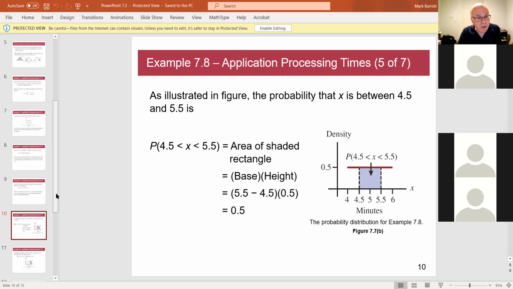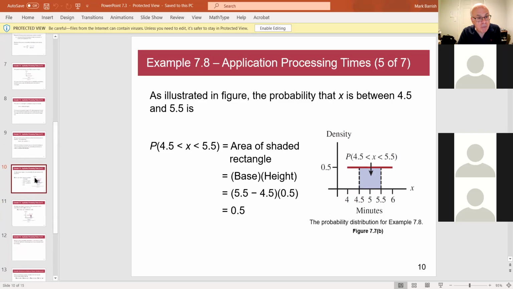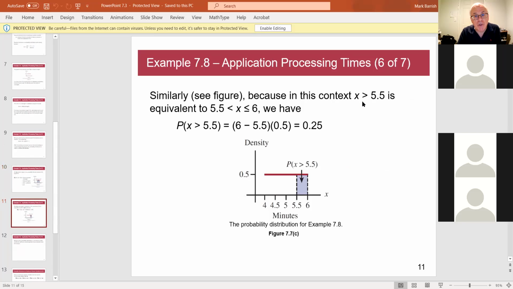It's not that hard to figure out. And you have these types of shapes that you're familiar with. And then the probability that x is greater than 5.5 would be from 5.5 to 6. 6 is the maximum value for x. So what's this distance? 0.5. That's the distance from 5.5 to 6. The smaller rectangle has a base of 0.5, and it has a height of 0.5. 0.5 times 0.5 is 0.25. The probability that x is greater than 5.5 is 0.25.